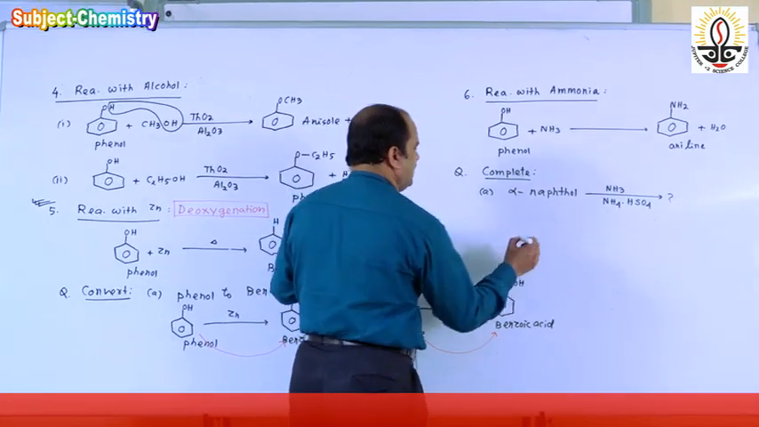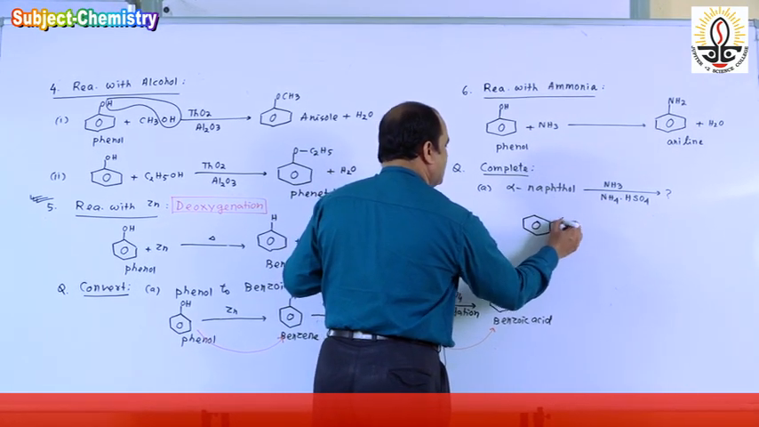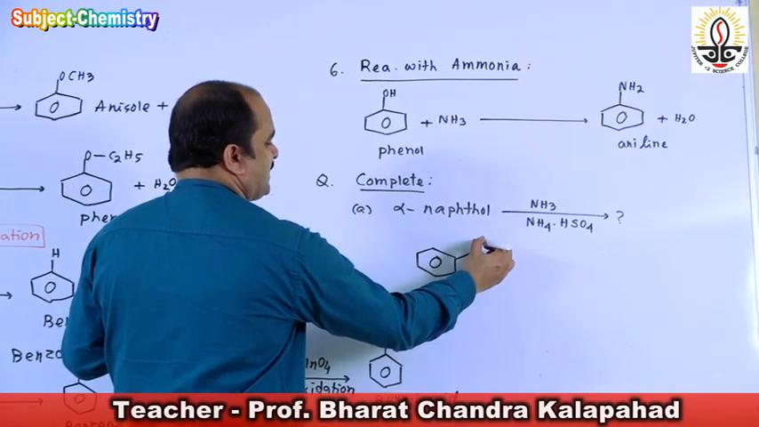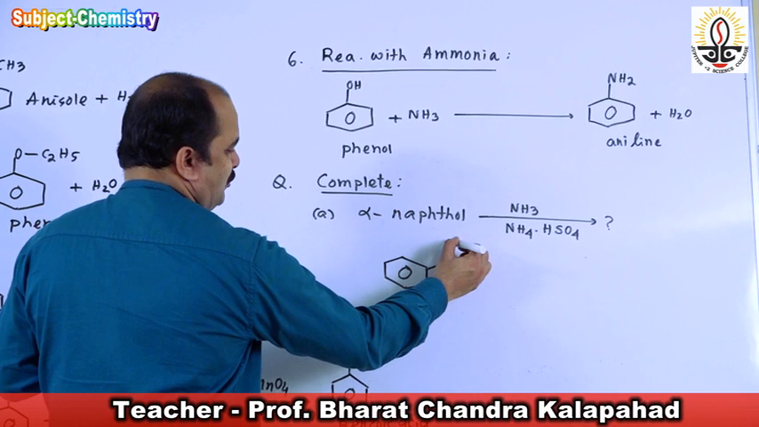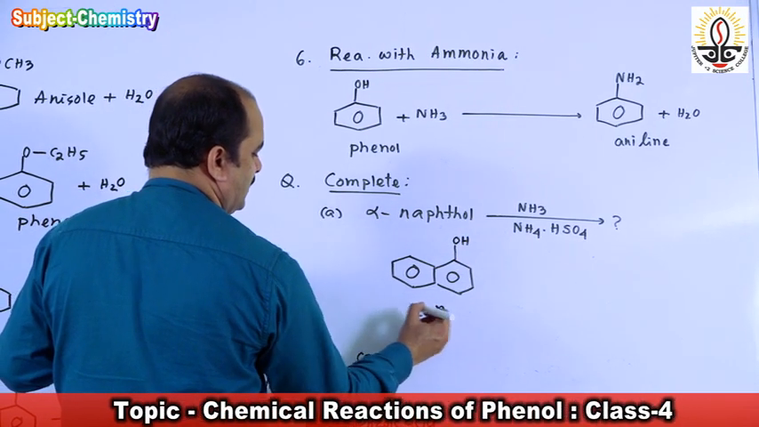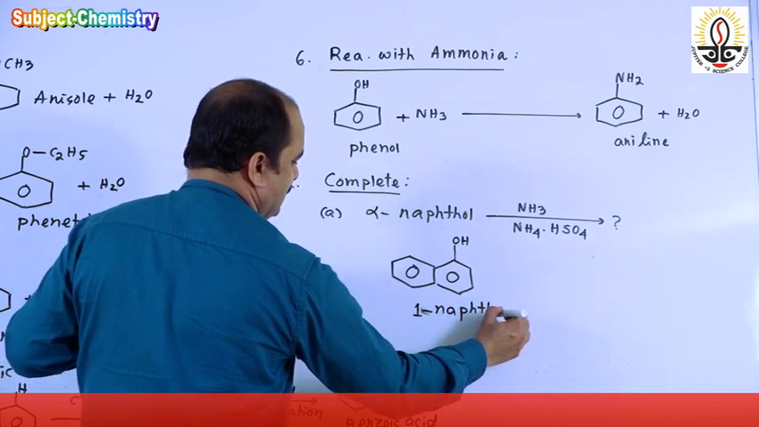We have to identify it. You know alpha naphthol or 1-naphthol. This is naphthalene, and this carbon is number 1. So it is 1-naphthol or alpha naphthol.